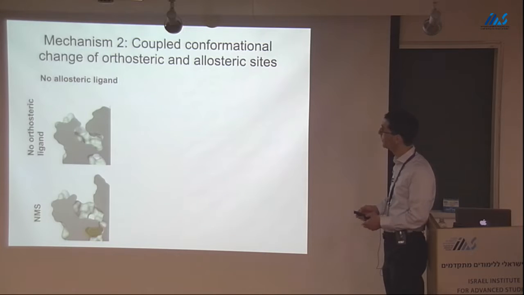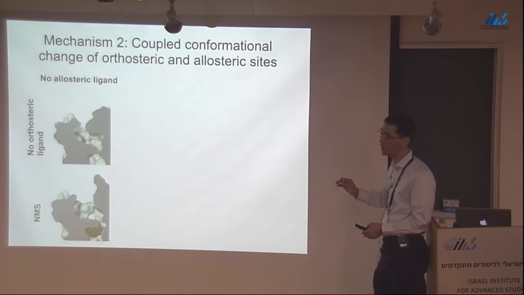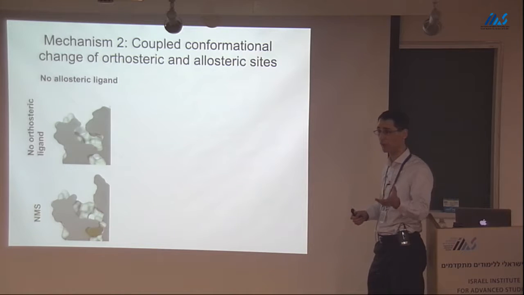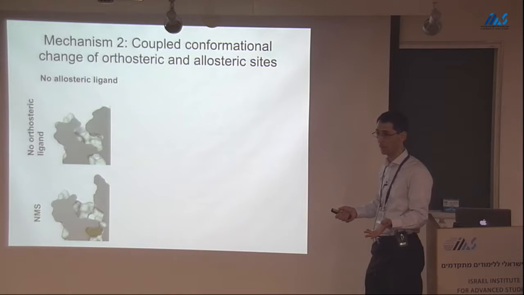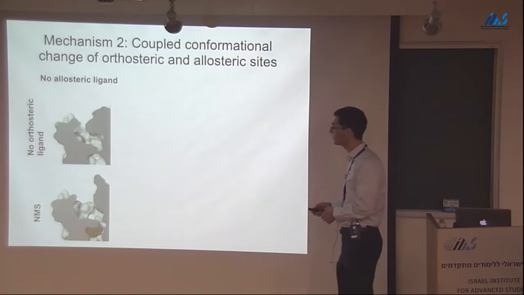So that something else appears to be a coupled conformational change between the orthosteric and allosteric sites. So this gets back to the question that was asked earlier about whether binding of these ligands affects the conformation of the receptor. So here's what we see.